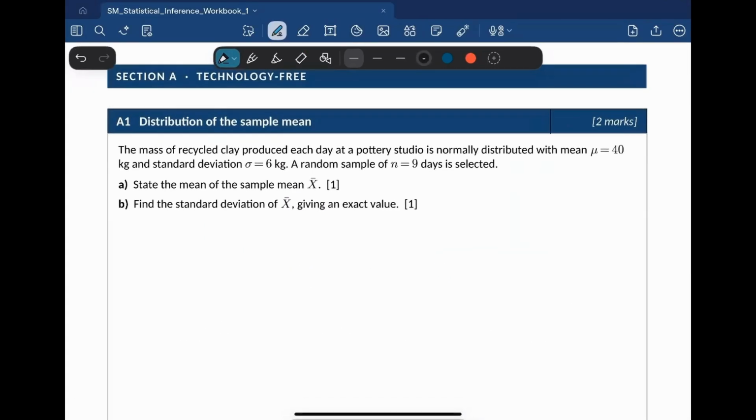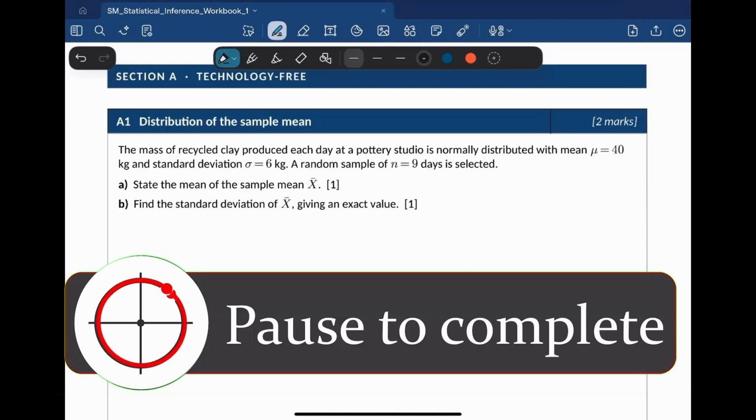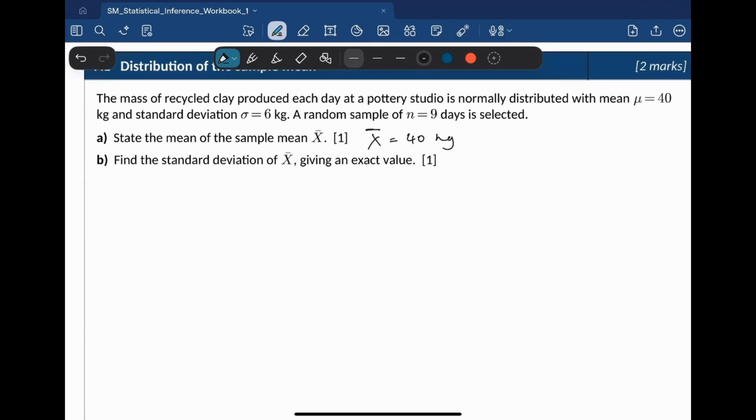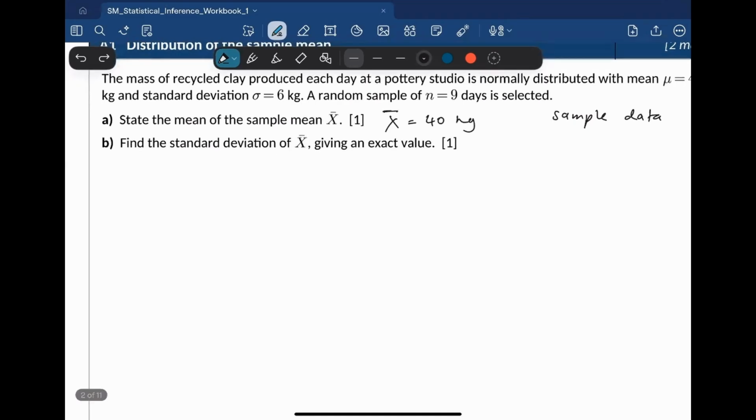Okay, so first question here. Got mass of recycled clay, and we know what its population distribution is. But let me just tell you, this doesn't happen all the time, obviously. The whole point of statistics is to infer. So here, luckily, we got the population. So what's the mean of this sample? Sometimes you might have to use the sample, like the data you get from the sample. If they give you the population, then you use the population. This is made on the assumption that the sample mean and standard deviation match the population. Find the standard deviation of x bar.